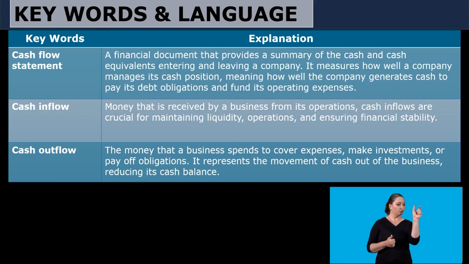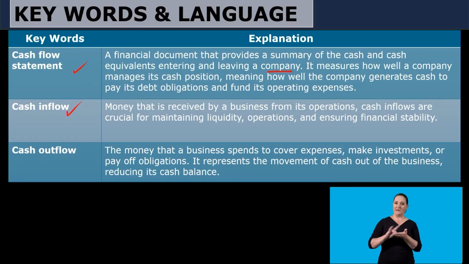Here are some keywords and language. What is a cash flow statement? It is a financial document that provides a summary of the cash and cash equivalents entering and leaving the company. So the main idea of a cash flow statement is to be able to calculate the amount of cash inflows and cash outflows that the company would have experienced in a particular period. In this case, a financial period that is 12 months.